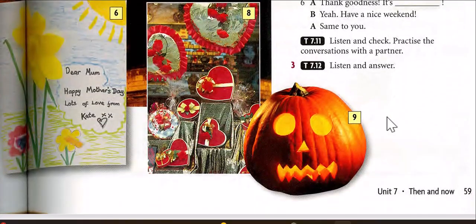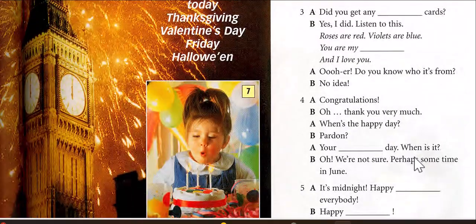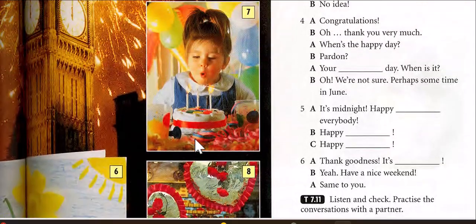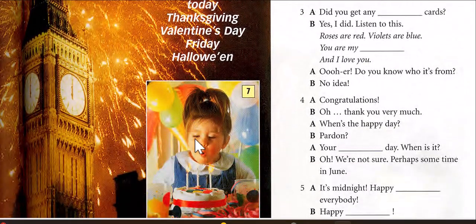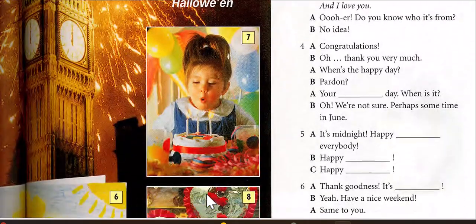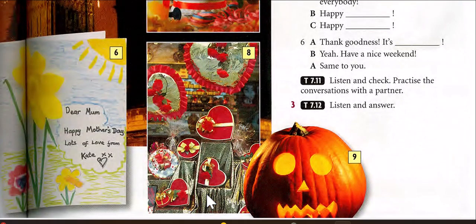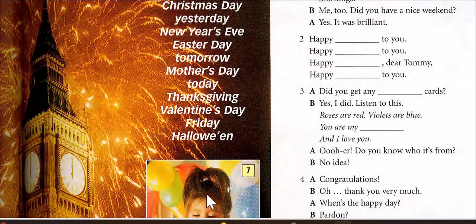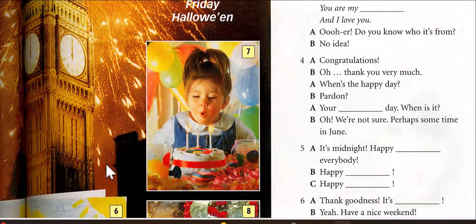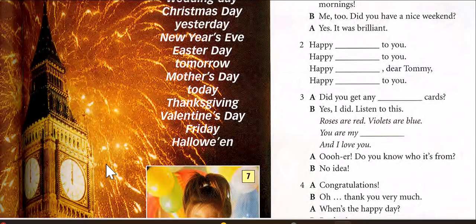Okay, so complete these things, all nine pictures. This picture denotes Halloween. Seeing those hearts, you will understand that is for Valentine's Day. And this one, looking at the cake and blowing off the candles, you understand that is for birthday, right? Okay, so check this Mother's Day. So look at the greetings, Happy Mother's Day, lots of love. So this card denotes picture six for Mother's Day, right?